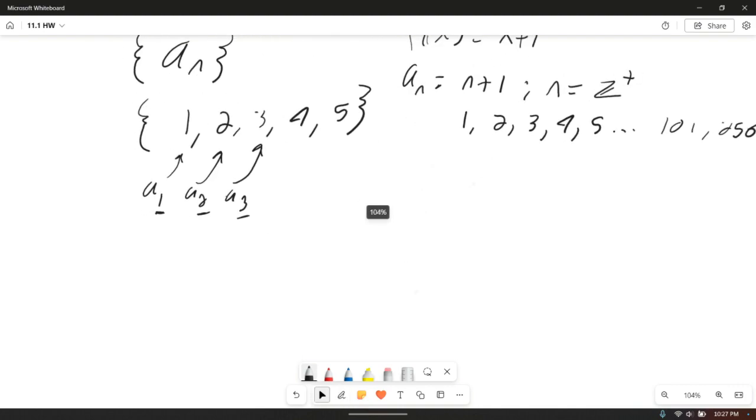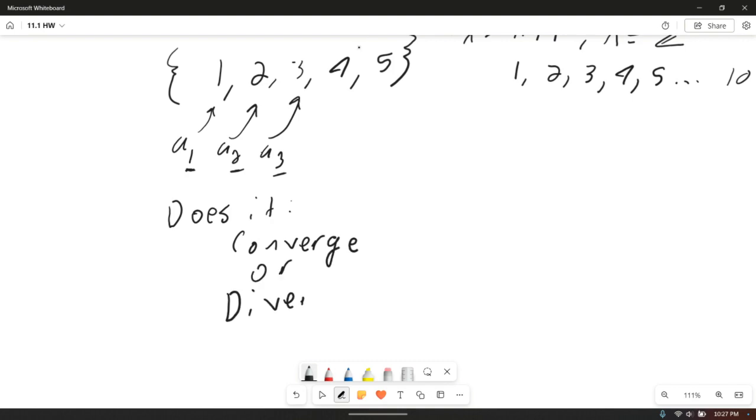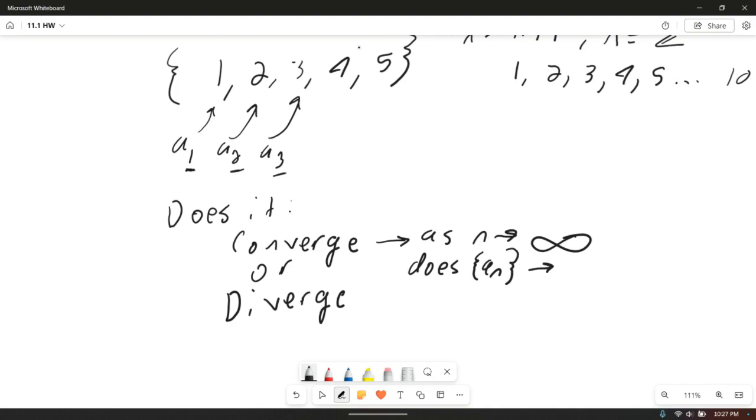The big question that arises with sequences, the one that we usually try to answer, is: does it converge or diverge? Converging just means, as n approaches infinity, does the sequence approach a finite number?